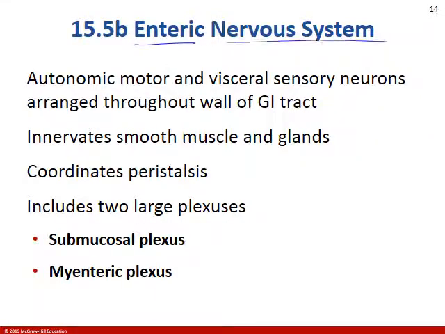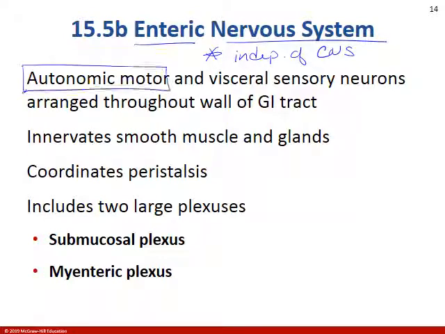We have to mention the enteric nervous system. It's really pretty interesting. It is independent of the central nervous system. So there are autonomic motor neurons and visceral sensory neurons, but they're all embedded in the wall of the GI. They can talk to the central nervous system, but they're not controlled by the central nervous system.